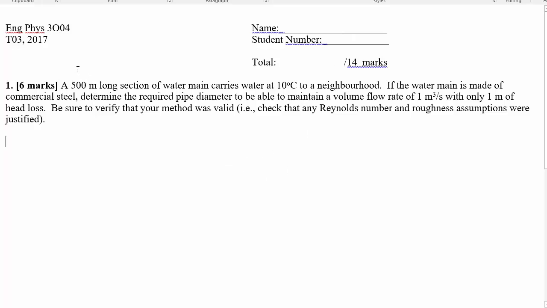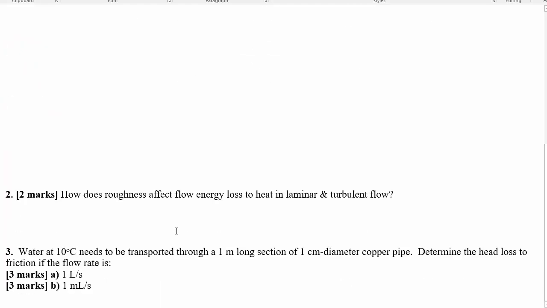Hi, this is going to be ENGPHYS 3004 Tutorial 3, the video. So what we're going to be doing is solving problems in the first part of chapter 14 in the textbook.